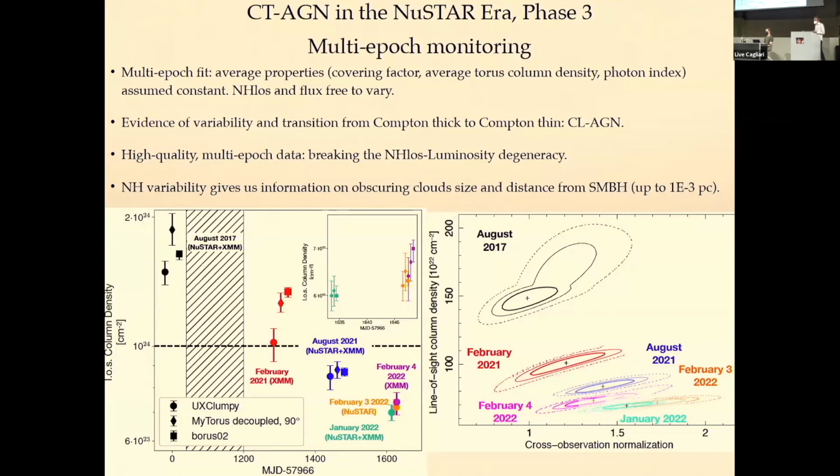And given the high data quality, we are also able to break the degeneracy between line of sight column density and luminosity, as is shown here in this plot on the right, where you see the confidence contour for the line of sight column density and the cross observation normalization caused by variability in line of sight column density. So indeed, the source is very variable, and from this variability, we can get information on the distribution of the clouds, clouds that can be as close as a milliparsec or so, so very close and within the accretion disk itself.